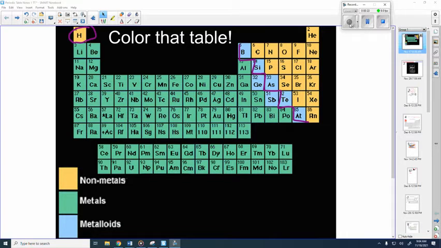I encouraged folks yesterday to start by coloring your nonmetals, which don't forget includes hydrogen in that top left-hand corner. And then color those 7 metalloids. Most of them are sitting on top of the staircase that you guys have on your periodic table. And everybody else is a metal.